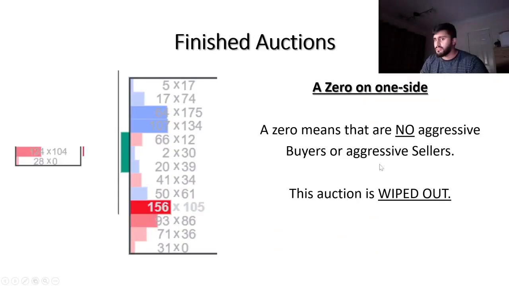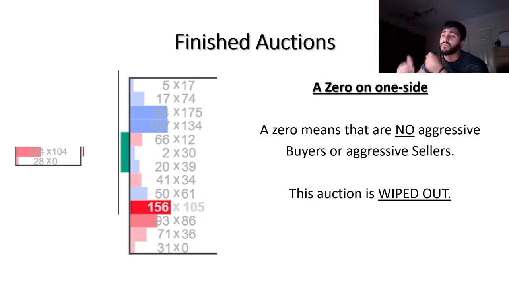Auction. So I briefly said earlier that there's a bid and the ask. Now, when there's a zero on one side, what this represents is that the auction has been wiped out and there's no aggressive buyers or sellers at that point. So if we look over here, we see 28 for zero. This means that there's no market participants hitting the ask. So there's no aggressive buyers, right?